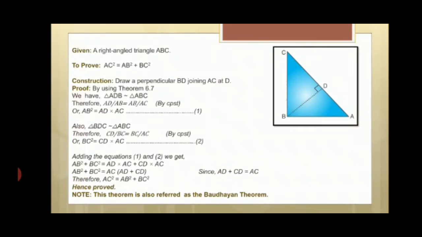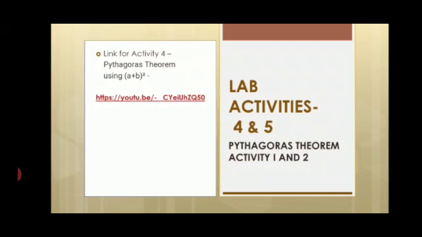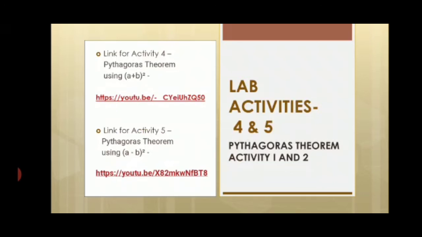Now this theorem is also referred to as the Baudhayana theorem. The theorem can also be verified using lab activities. The links of the two activities are being shared with you. The link of the first activity, which is the Pythagoras theorem using the identity a plus b whole square, is being shared here, and the link of the next activity, the fifth activity for you all, has been shared here again, wherein we are using the identity a minus b whole square.